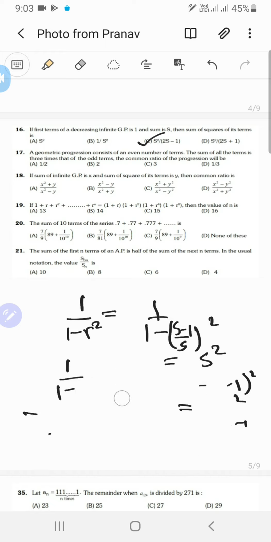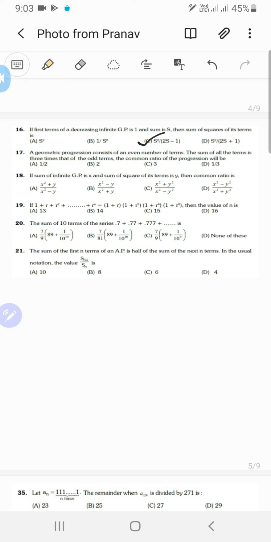Let's erase this now. Okay, a geometric progression consists of an even number of terms. The sum of all the terms is 3 times that of the odd terms. The common ratio of the progression is, okay, it consists of an even number of terms. So that's nice. Suppose there are 2n terms in this sequence.